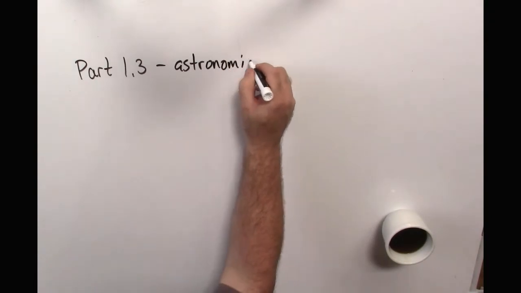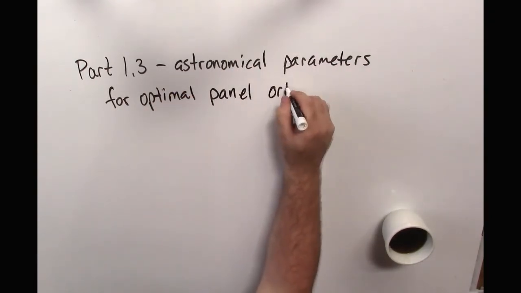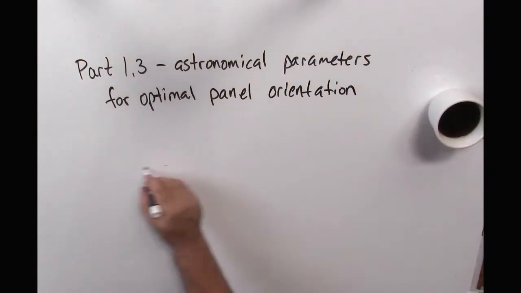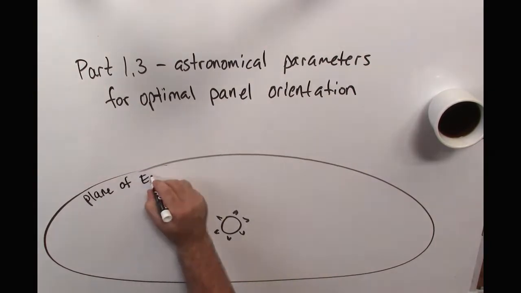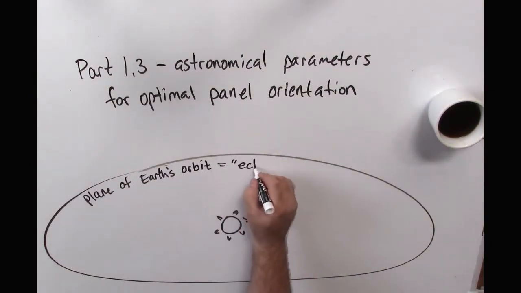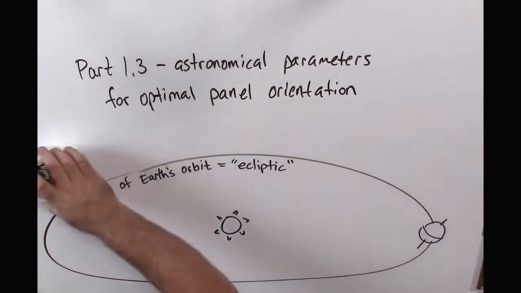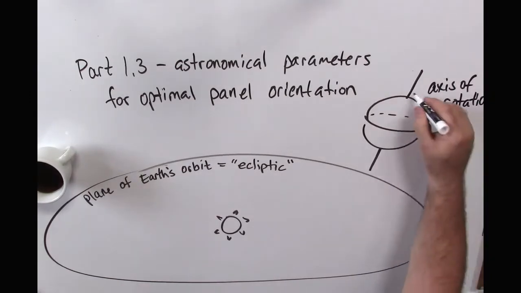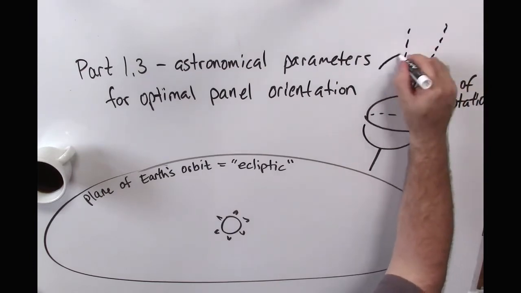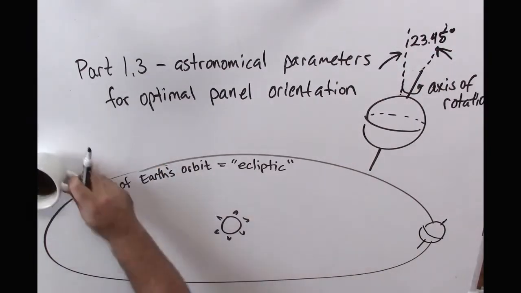Welcome to part 1.3. This is an advanced and optional topic called Astronomical Parameters for Optimal Panel Orientation. So let's consider the plane of Earth's orbit. That has a special name. It's called the ecliptic. And Earth is orbiting around once per year. And we have to consider that the Earth is inclined with respect to its rotation. Its axis of rotation is inclined with respect to the plane of the Earth's orbit, the ecliptic, by 23.45 degrees.